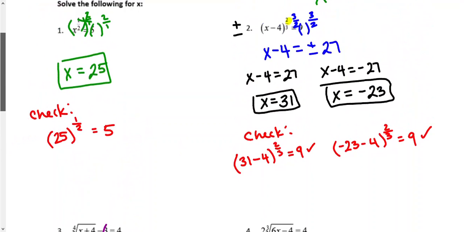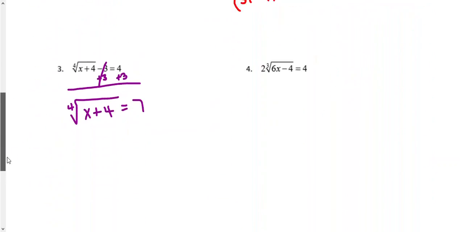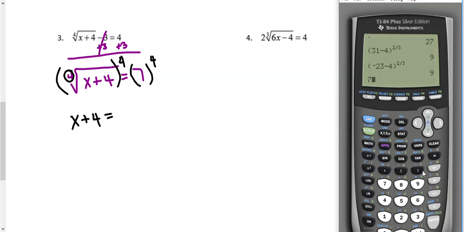Now if we look back at the top of our page, to get rid of a root, we're going to raise it to the root power. So what kind of a root am I taking? In this case, I'm taking a 4th root. So I'm going to raise both sides to the 4th power. So that just gets rid of our root, and we're left with x plus 4 equals, and again, we just use our calculator. What is 7 to the 4th power? 2,401.